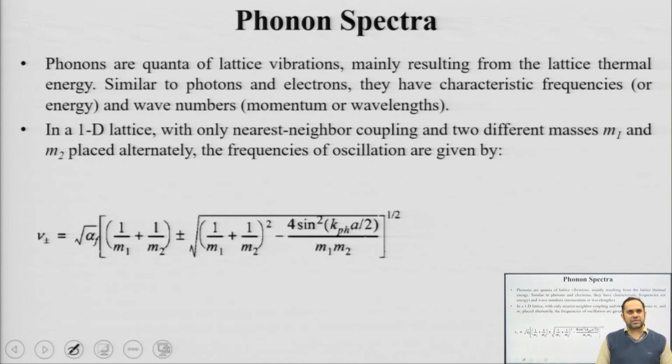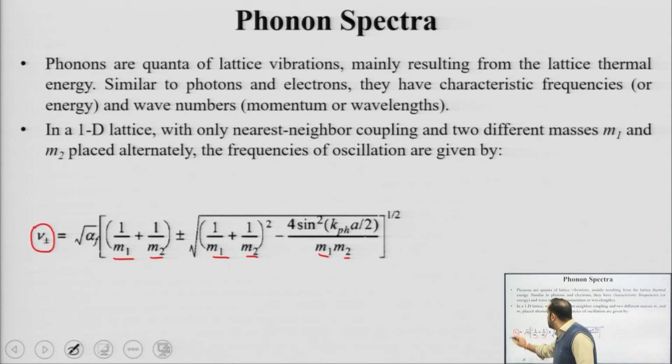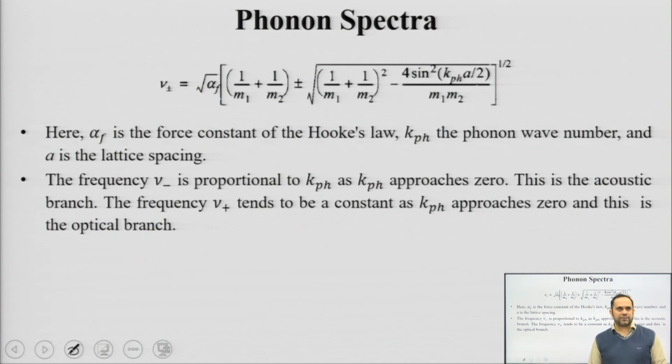The frequency of oscillation in such a case is given by this large equation which you see on the screen. The equation might seem large, but the number of parameters are not that large. You have the masses, the mass of each neighbor. You have the parameters alpha f, k and a, which we are just going to discuss. And if you see this symbol of frequency, there is a plus minus sign here. This basically means that there are two modes associated with the phonon spectra. Alpha f in this equation is known as the force constant of Hooke's law.